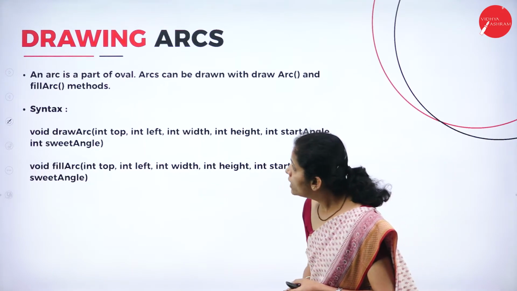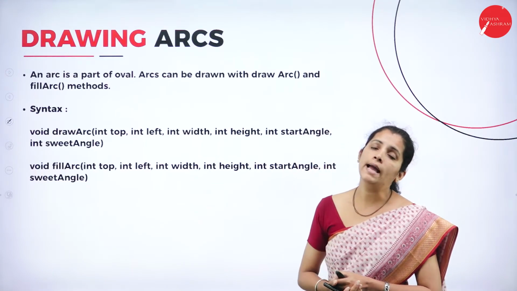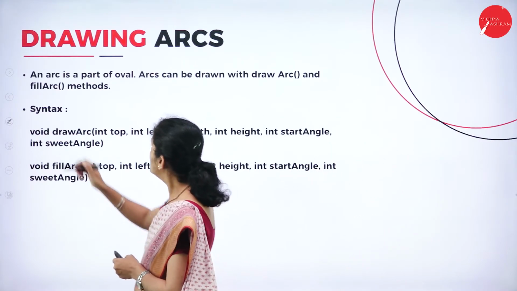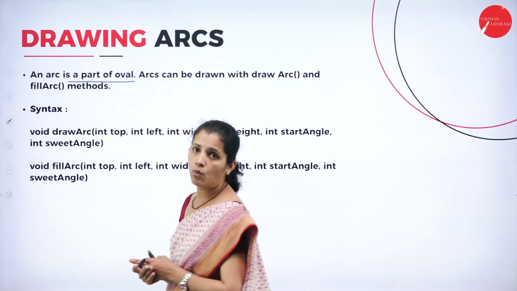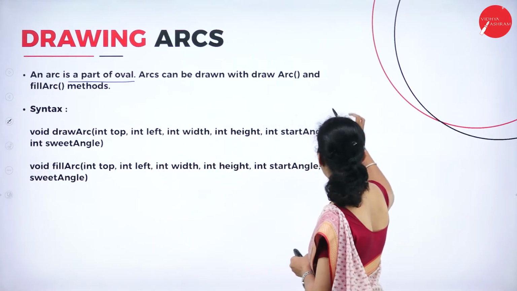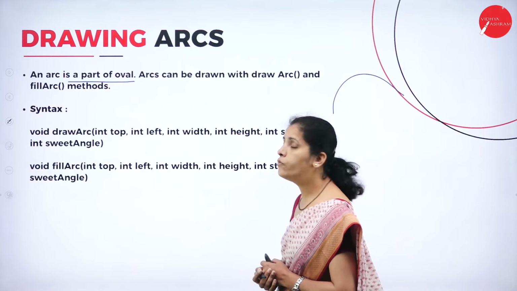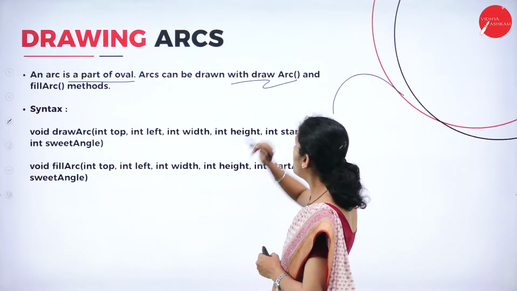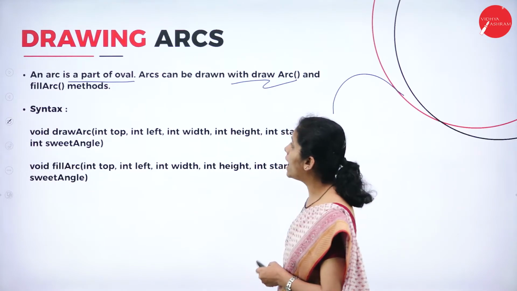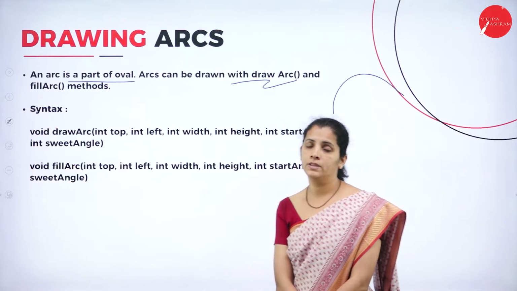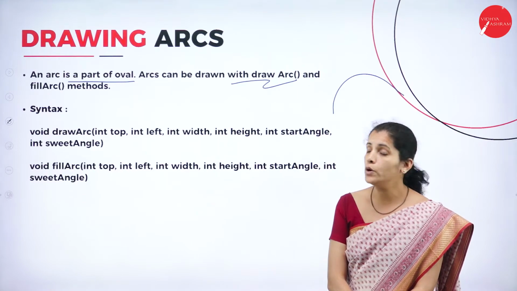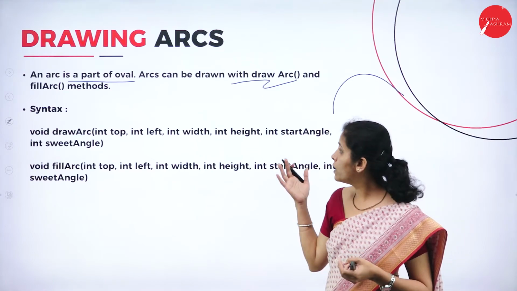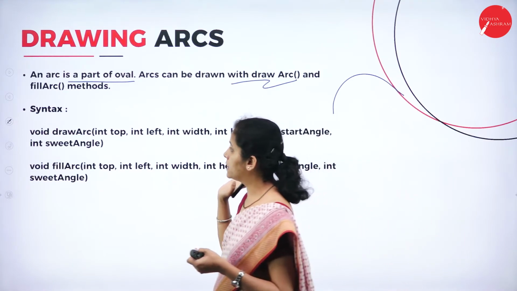Now, an arc, that means how can I draw the arc? So here an arc is a part of an oval. So an arc can be drawn with the help of drawArc and fillArc. That means to draw the arc, I'm going to have the method drawArc. To fill the color for that, I'm going to have the fillArc method.